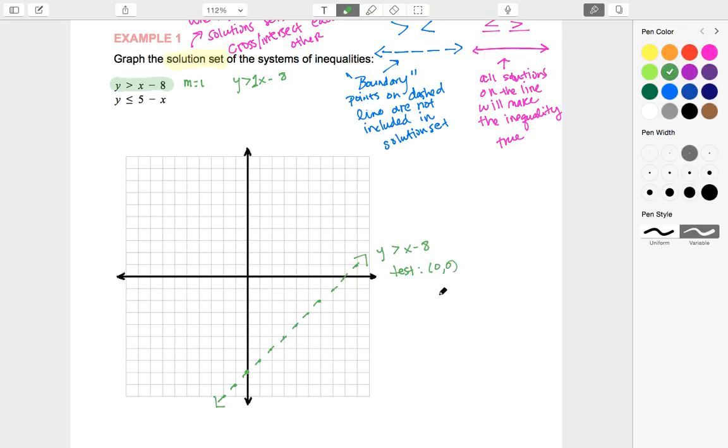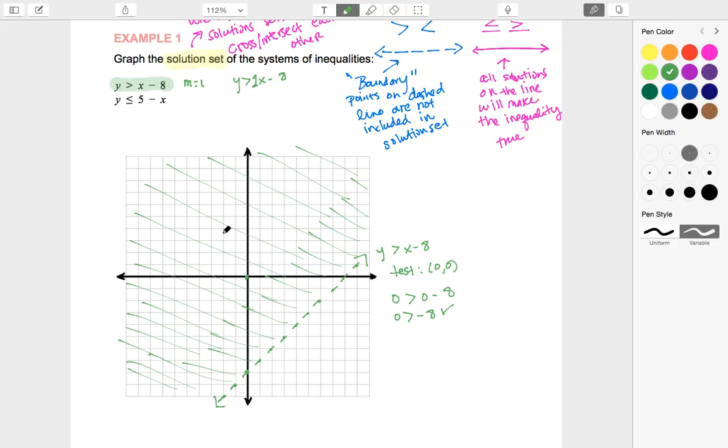So right here, I'll go ahead and substitute 0 and 0 minus 8. Is 0 greater than negative 8? Yes, it is. So that solution point makes sense. So we would shade in all of these solutions here, essentially. Okay, so all of this. Okay, so that's it. That's all we can do for right now.